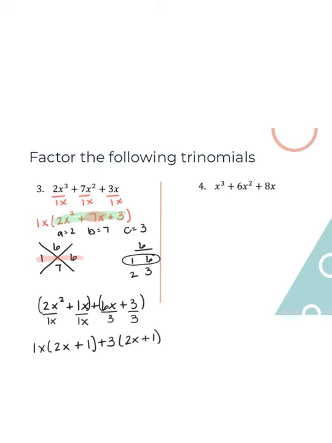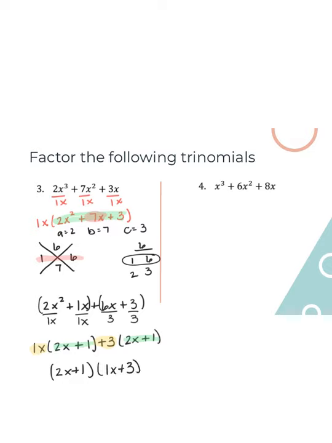Checking to make sure my insides match. 2x plus 1, 2x plus 1. Those look good. So my first set of parentheses is going to be 2x plus 1. My second set comes from what's on the outside, 1x plus 3. So my second set's going to be 1x plus 3.